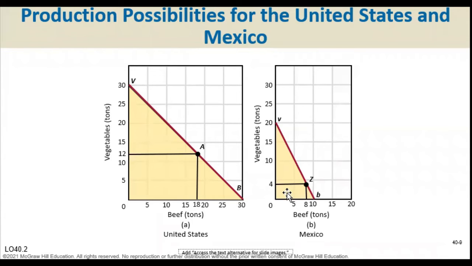In Mexico, the numbers are smaller, right, due to the size of the economy. So if Mexico produces 4 tons of vegetable, then they can only produce 8 tons of beef. To produce more beef, a country must produce less of vegetable, and vice versa.